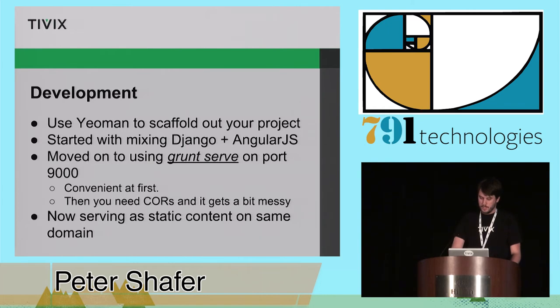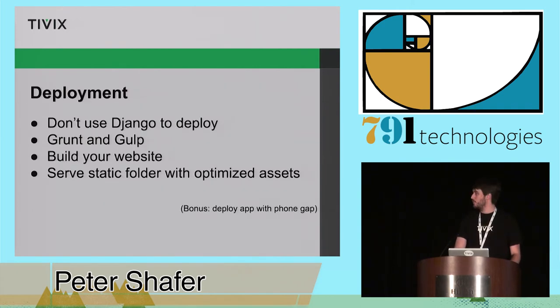Just keep them separate. We moved on to using grunt serve to manage them in parallel, and that got messy because we had CORS and we also had to write code that accommodated that. That wasn't great. So we're just serving it as static content on the same domain, and that works nicely. There are some caveats, but not a big deal. Deployment, once again, don't use Django to deploy it. Use Grunt and Gulp to actually build and deploy the assets, and utilize those tools as much as possible to crunch it down.